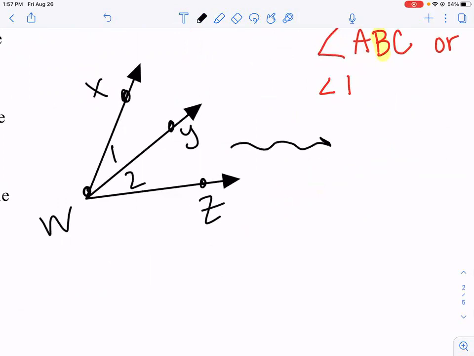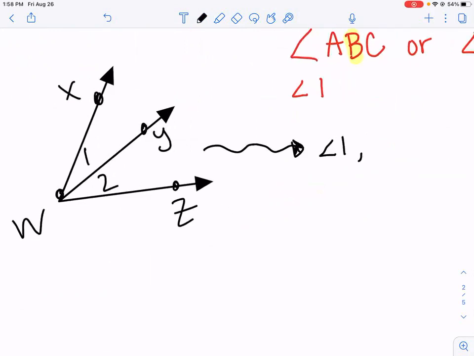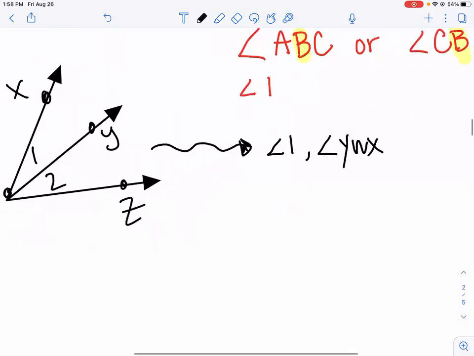So for this drawing right here, Ben. Angle 1 can be named YWX or XWY. Sometimes I might draw attention to it by putting this little mark right here. Angle 1 can be named angle 1, angle XWY, or angle YWX.